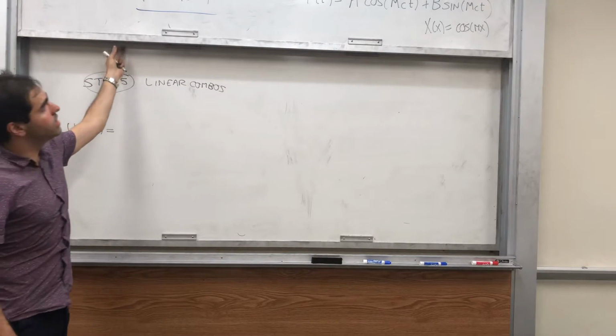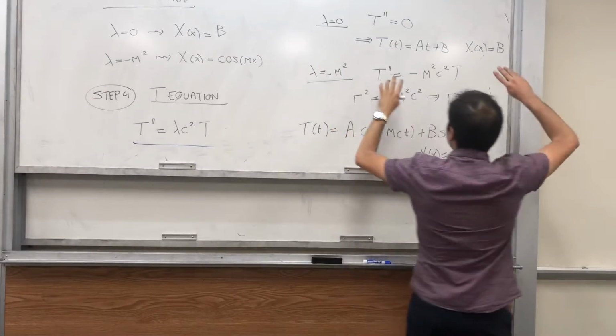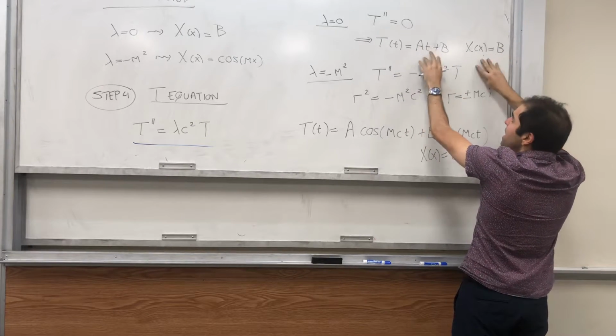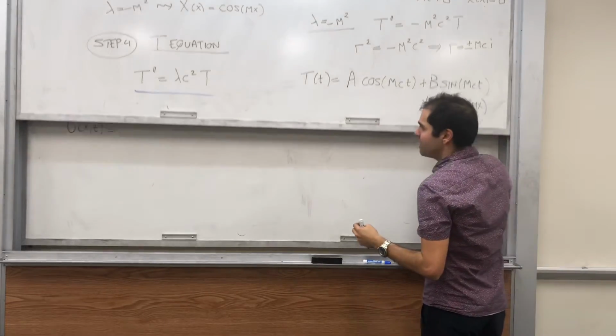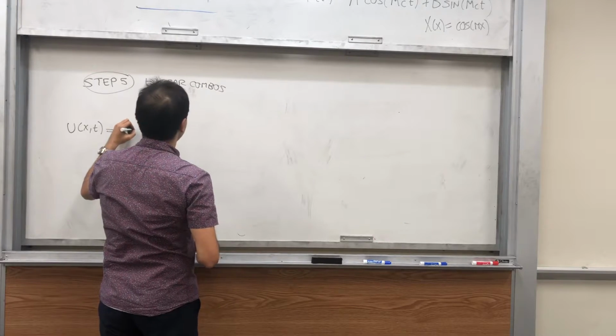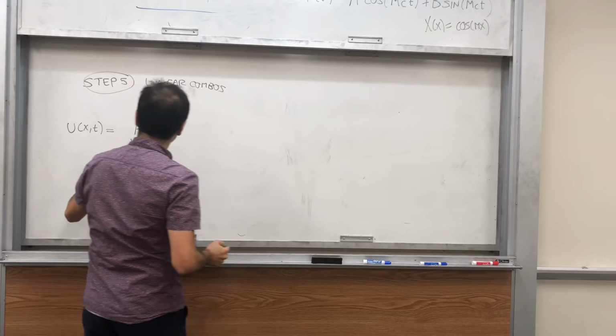So, in other words, if you take linear combos, first starting with the case lambda equals 0, so if you take u(x,t), because all of those are arbitrary, you basically get at plus b with possibly different constants. So u(x,t) is, in this case, at plus b. That was case 2.